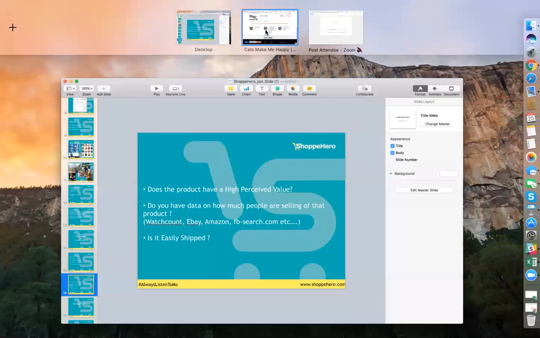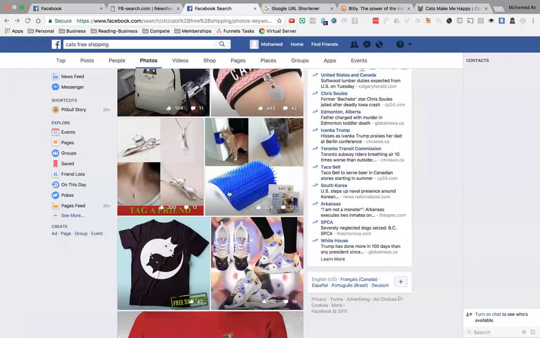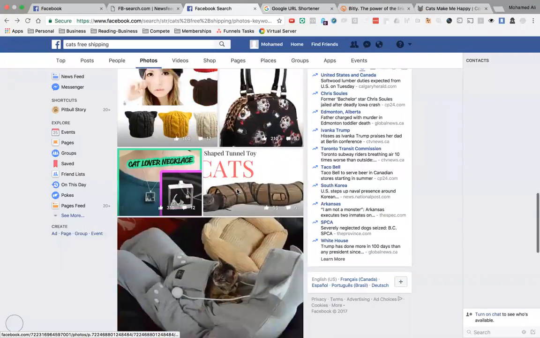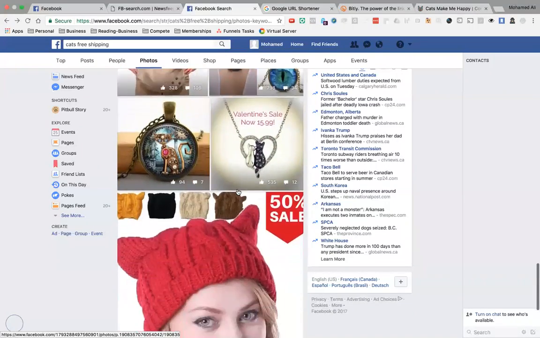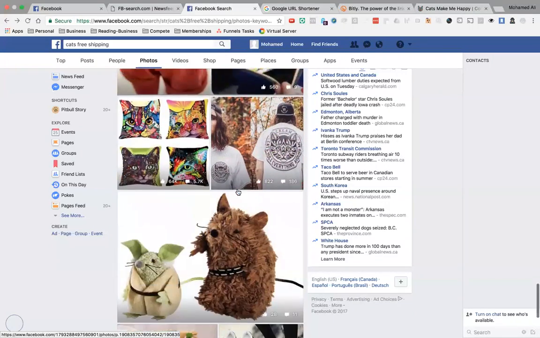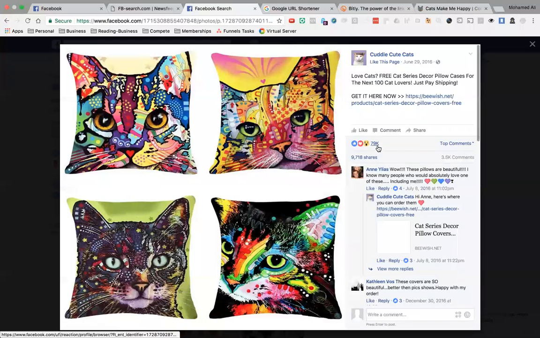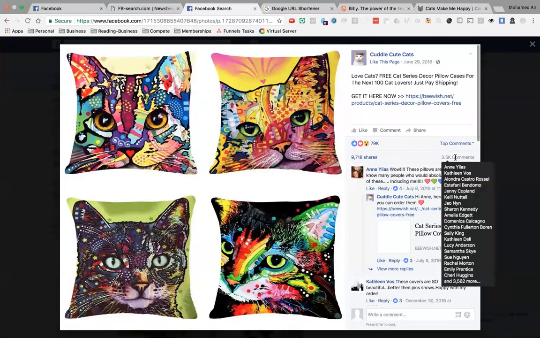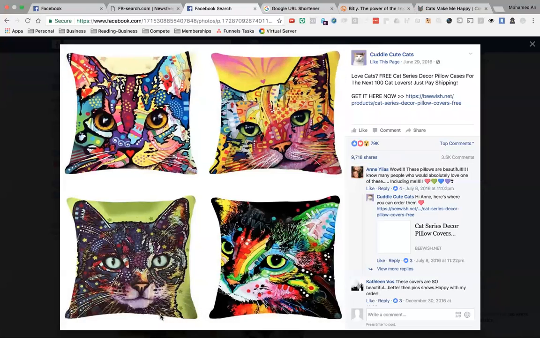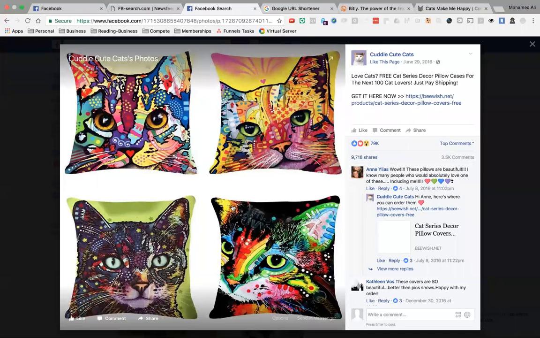So that's how you collect data from Facebook. And there are hundreds of products in here that you can go through, hundreds. You change the niche, and here, check this out. 79K likes, 10K shares, 3.5 comments. For cat pillows, I guess. Those are pillows. See that?